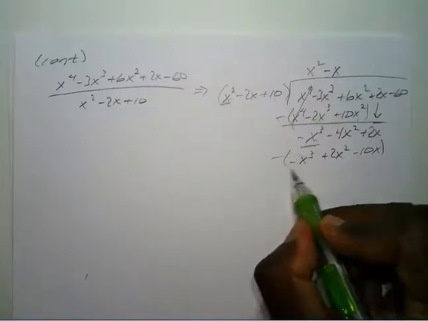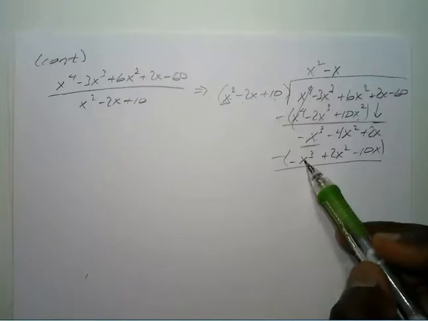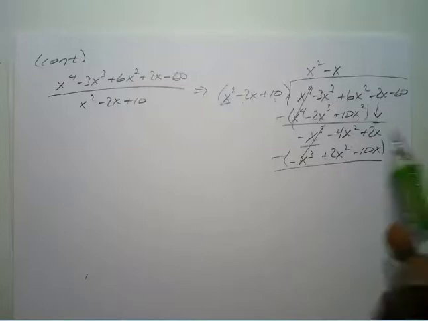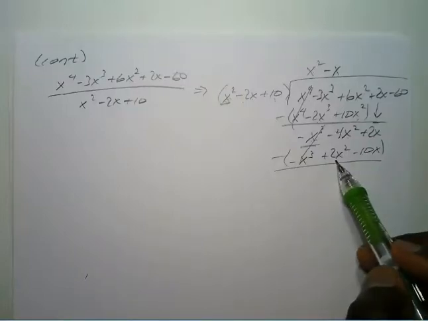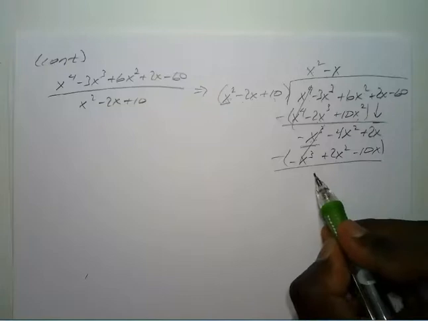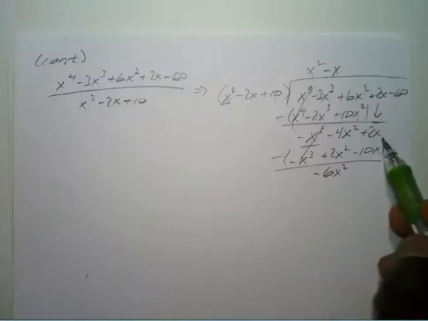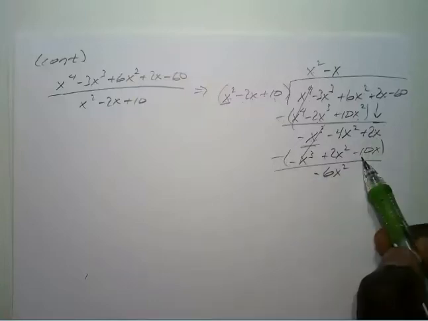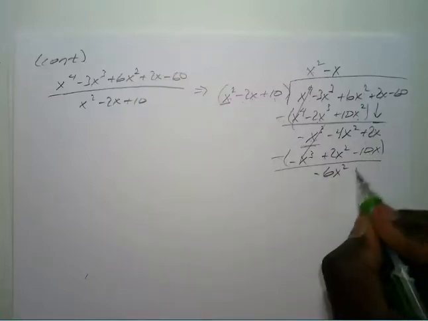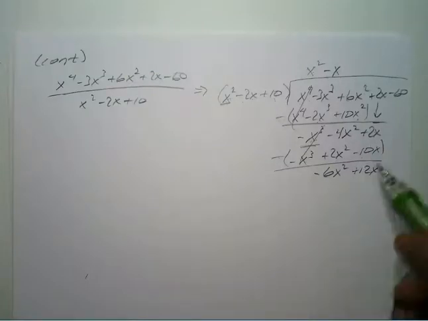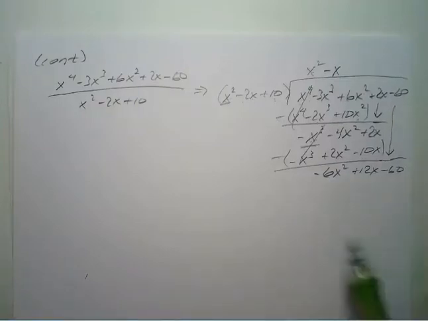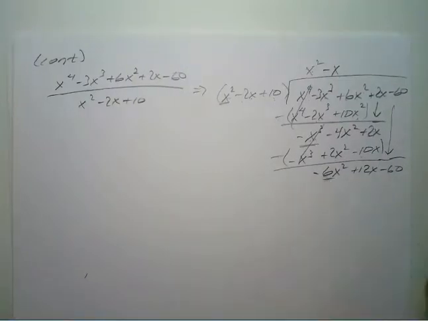Okay, so we go ahead and subtract. X to the third plus negative x to the third is 0, so that disappears. Negative 4x squared minus 2x squared, remember that's distributed, is negative 6x squared. Positive 2x plus 10x is positive 12x. Okay, so we subtracted it. Now we bring down the minus 60. Now we want to get rid of the negative 6x squared.